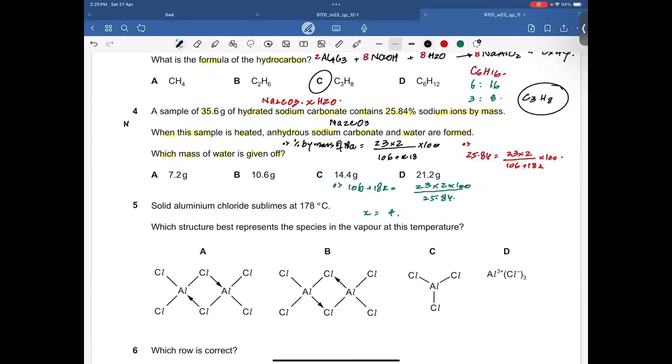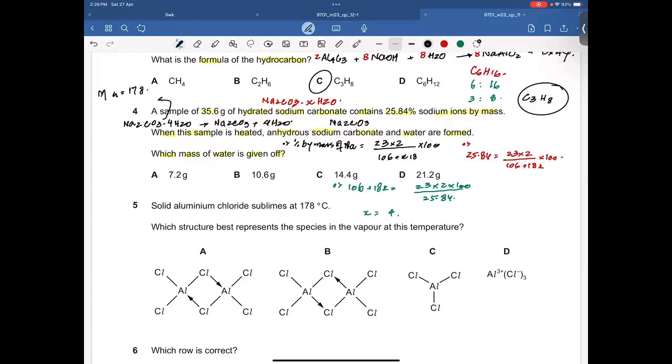Now, sodium carbonate dot 4H2O would be the hydrated crystal. When you heat it, it will turn to sodium carbonate and 4 moles of water. The MR of this hydrated compound is going to be 178.